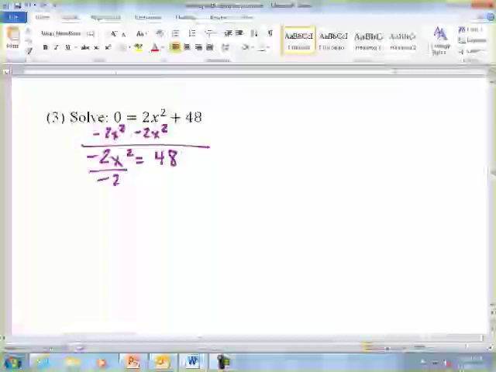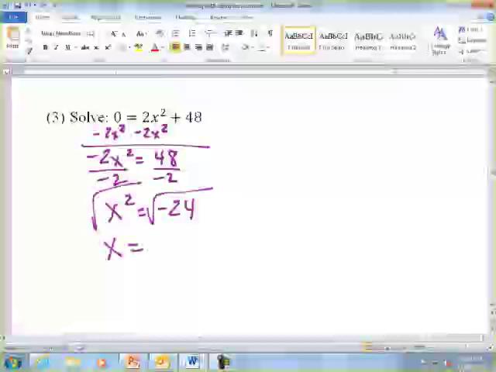And then I'll divide by the negative 2. If you divide first and then subtract, those two steps are interchangeable. Either way, we should get ourselves to x squared equals negative 24. What do I do next? Take a square root.